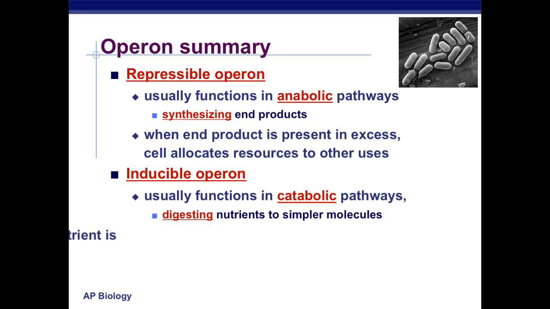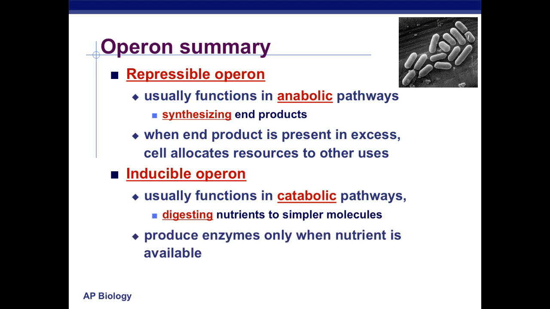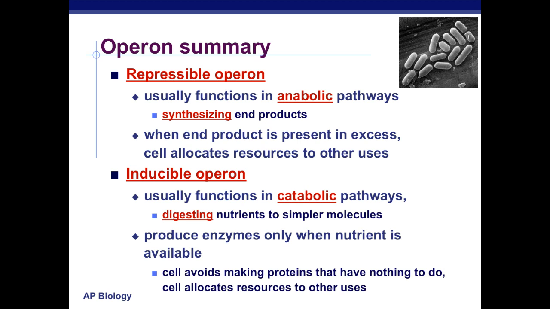An inducible operon usually functions in a catabolic pathway, meaning releasing energy or breaking down more complex molecules. So our example would be lactose. When lactose is present, lactose-digesting enzymes will become present to break down the lactose to a simpler molecule. It produces enzyme only when nutrient is present, and the cell avoids making proteins that have nothing to do, so the cell allocates its resources to other uses.